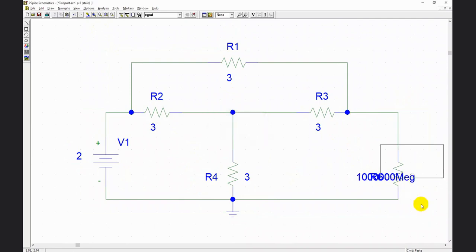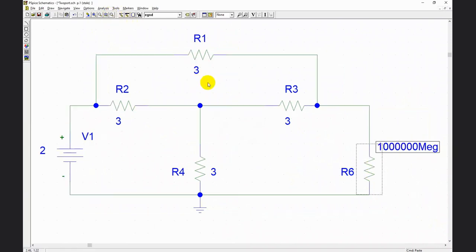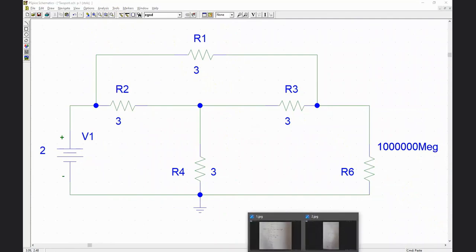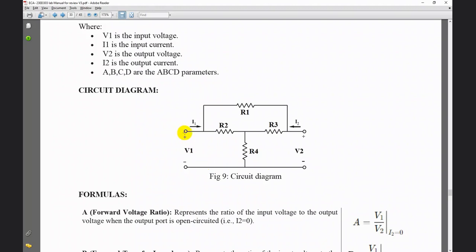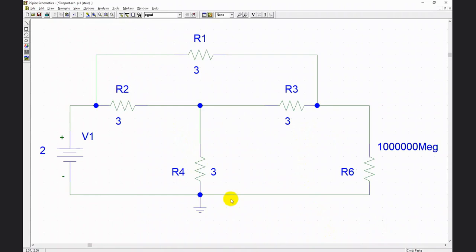So making it as large as possible, and then what we must find for A, we must find V1 and V2. So V1 is our input voltage, V2 is the output voltage. So in the diagram you can see this is V1 over here and this is V2. So this is V1.